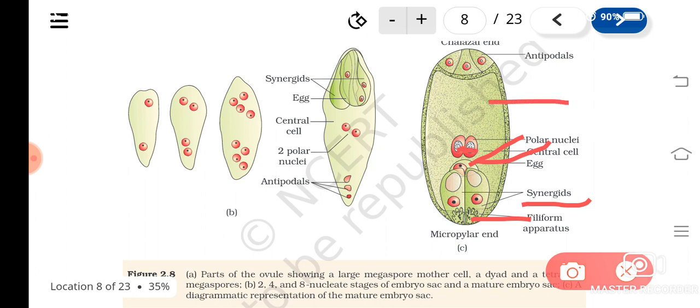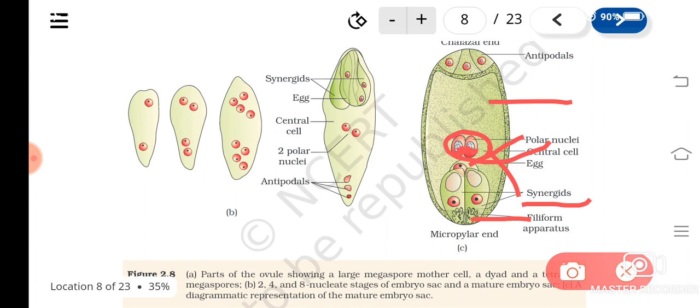In a cell called the central cell, there are two nuclei. They fuse to form a diploid cell. Understood? And now one more male gamete will come and fuse with this, isn't it? And this becomes a triploid cell. After fusion of the polar nuclei and the male gamete, it is known as the primary endosperm nucleus.